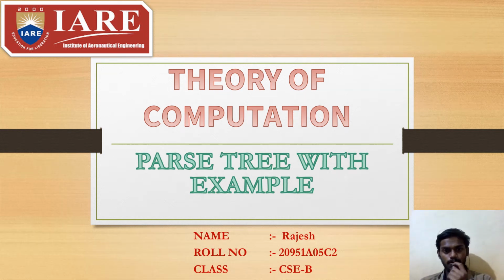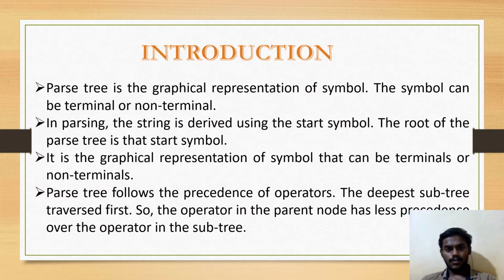Today my topic is about parse tree with example. Introduction. Parse tree is a graphical representation of symbol. The symbol can be terminal or non-terminal. In parsing, the string is derived using the start symbol. The root of the parse tree is the start symbol. It is the graphical representation of symbol that can be terminal or non-terminal. Parse tree follows the procedure of operations.